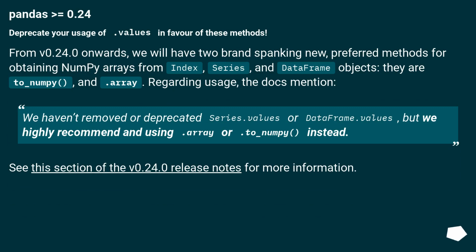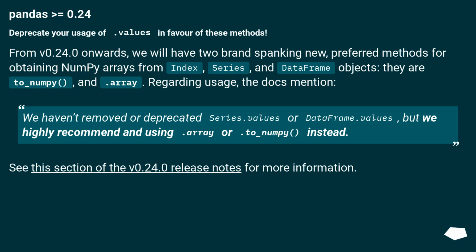Pandas greater than or equal to 0.24 deprecates your usage of .values in favor of these methods. From v0.24.0 onwards, we will have two brand new, preferred methods for obtaining NumPy arrays from index, series, and data frame objects. They are .to_numpy and .array.